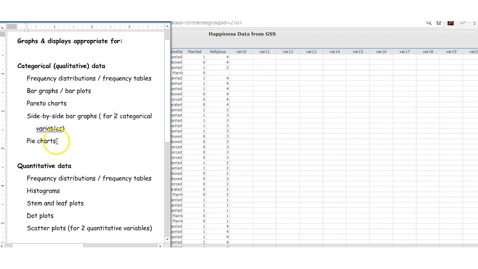To summarize what we just talked about, for our categorical or qualitative data, these are the types of graphs and displays that are appropriate for that type of data. So we can do frequency distributions or frequency tables, bar graphs. In StatCrunch, those are called bar plots, Pareto charts where the bars are in order from highest to lowest, side-by-side bar graphs. These are useful if we have two categorical variables or if we want to break down one categorical variable by using another one also, and pie charts.